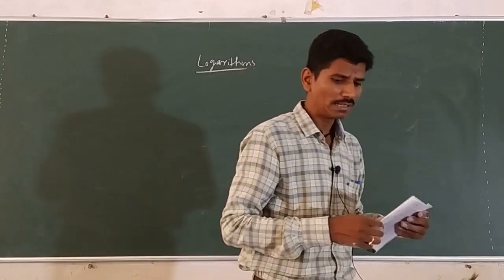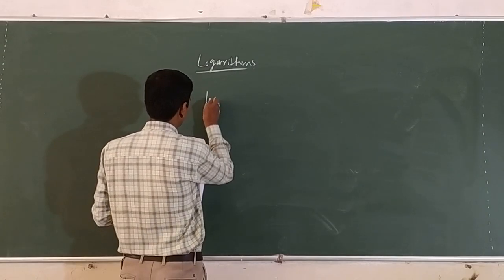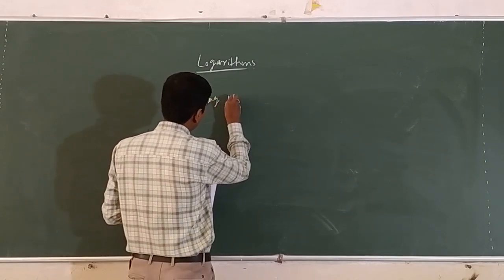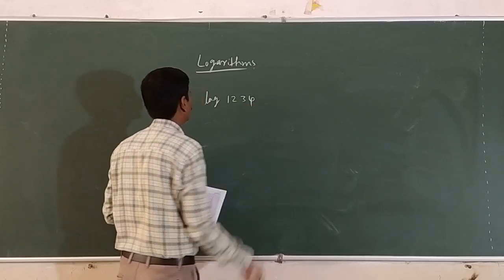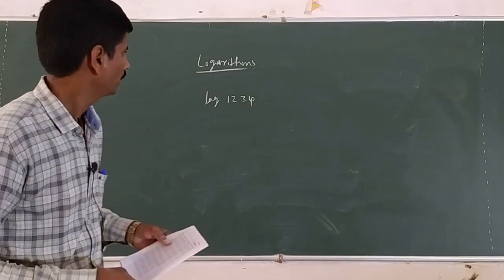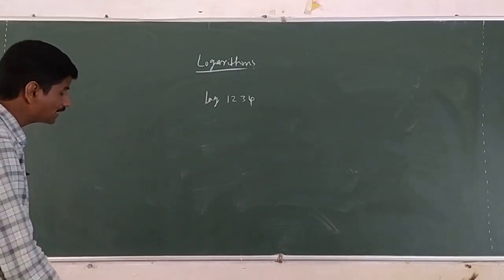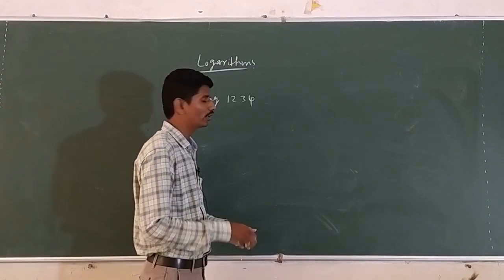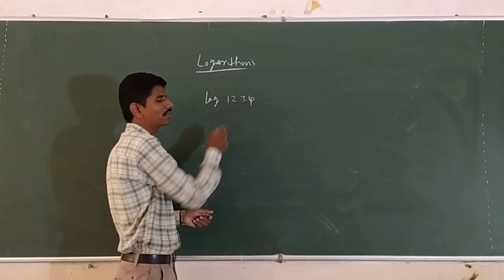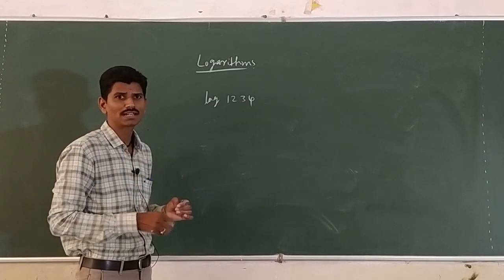Okay, for example, calculate log of 1234. How do we calculate the logarithm? In the first case, you have to identify the number of digits. Here the given number has 4 digits: 1, 2, 3, 4.